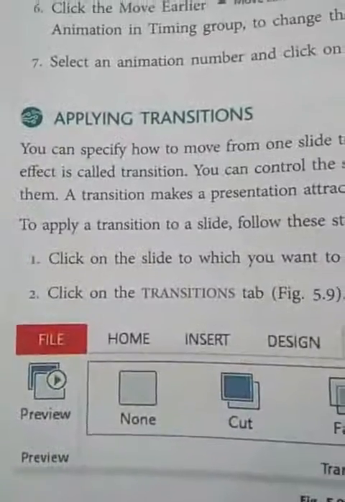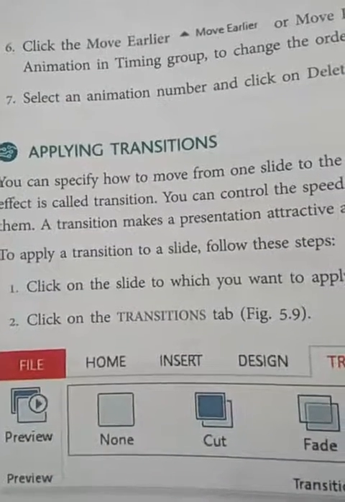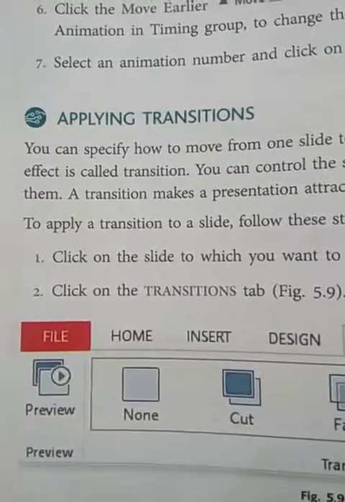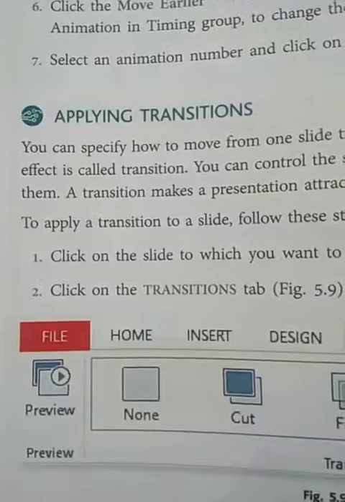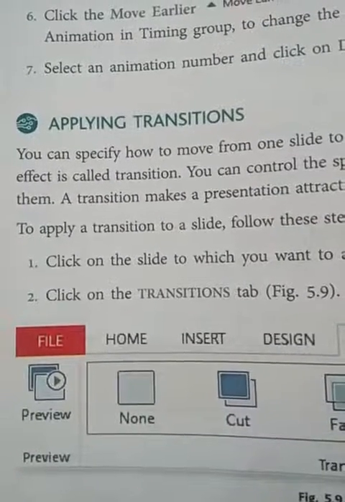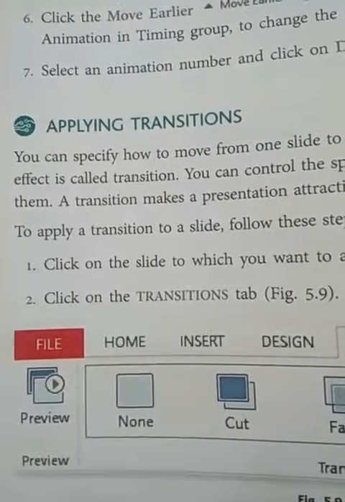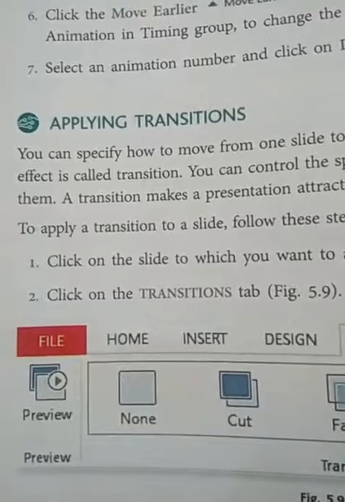The second topic is the transition. A transition is applied on a slide, so when the slide comes on the screen, that transition will be applied. So both are different. Animations are applied on every object of a slide, whereas the transition is applied only on the slide.